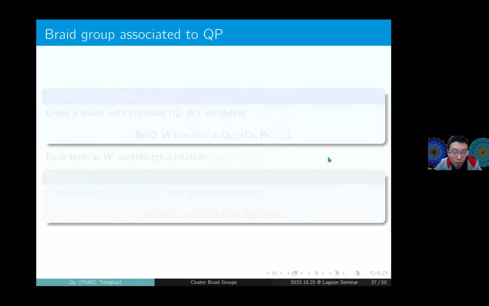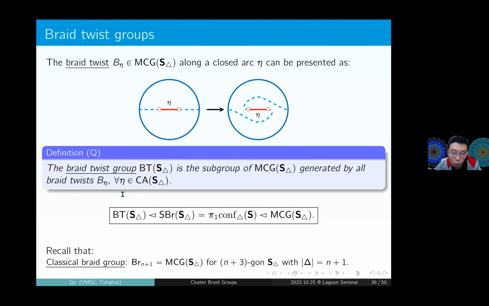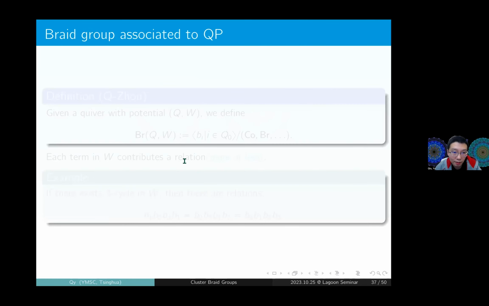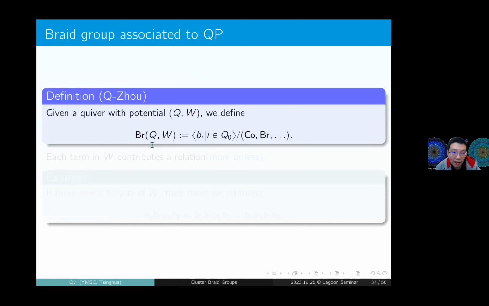For this braid twist group, together with Joey, we have a presentation. The way we write it down is in the style of the classical braid group associated with a Coxeter Dynkin diagram. Each vertex gives you a generator, and the edges give you commutative or braid relations. However, there's one more relation we need to consider, which comes from the terms in the potential.